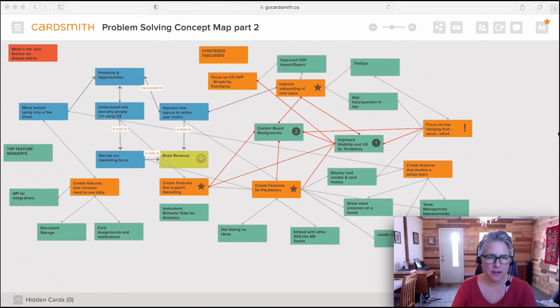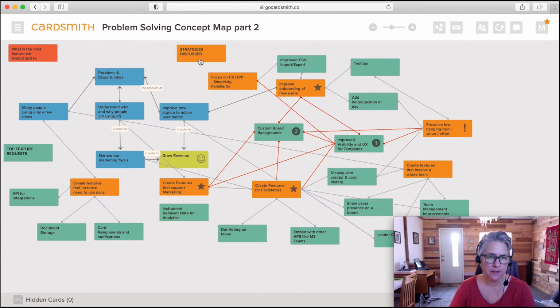The next thing that I did was I removed the connectors between all of the different strategies and this title card here, strategies discussed, because they were just going to get in the way. And then I linked the features to the particular strategy that I thought would be supported if we did that feature. So you can see here we've got focus on low-hanging fruit, which was a strategy, and that's directly related to us having a constrained team. So if we can do things that take less effort, that's a good thing.